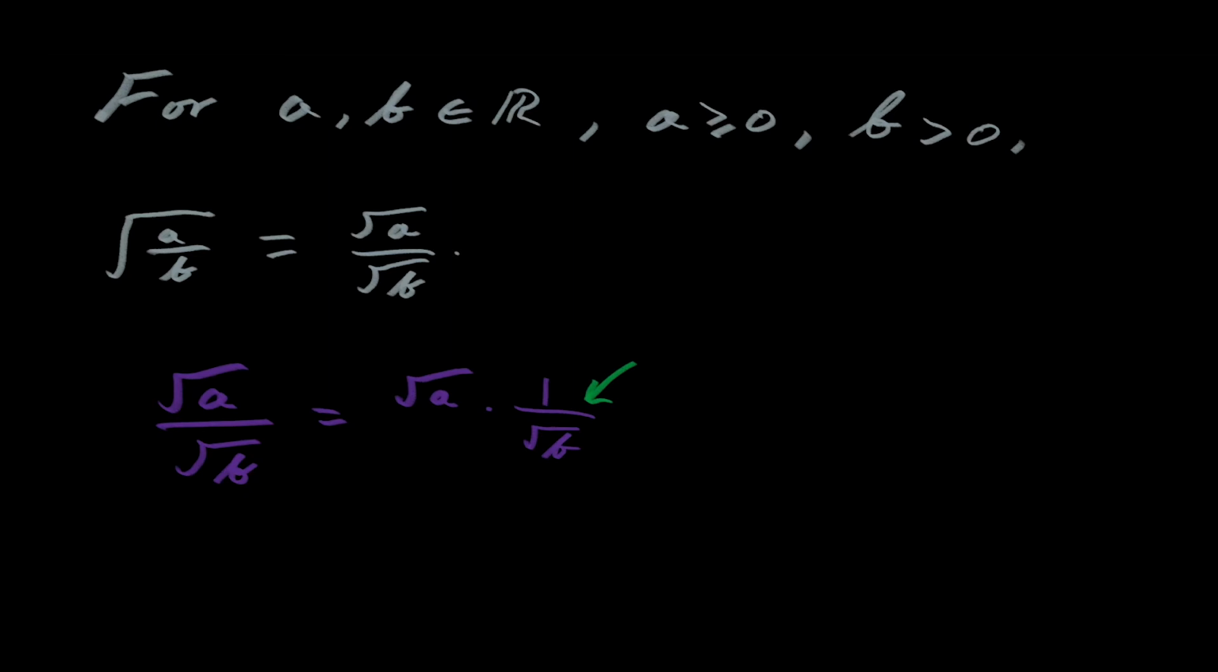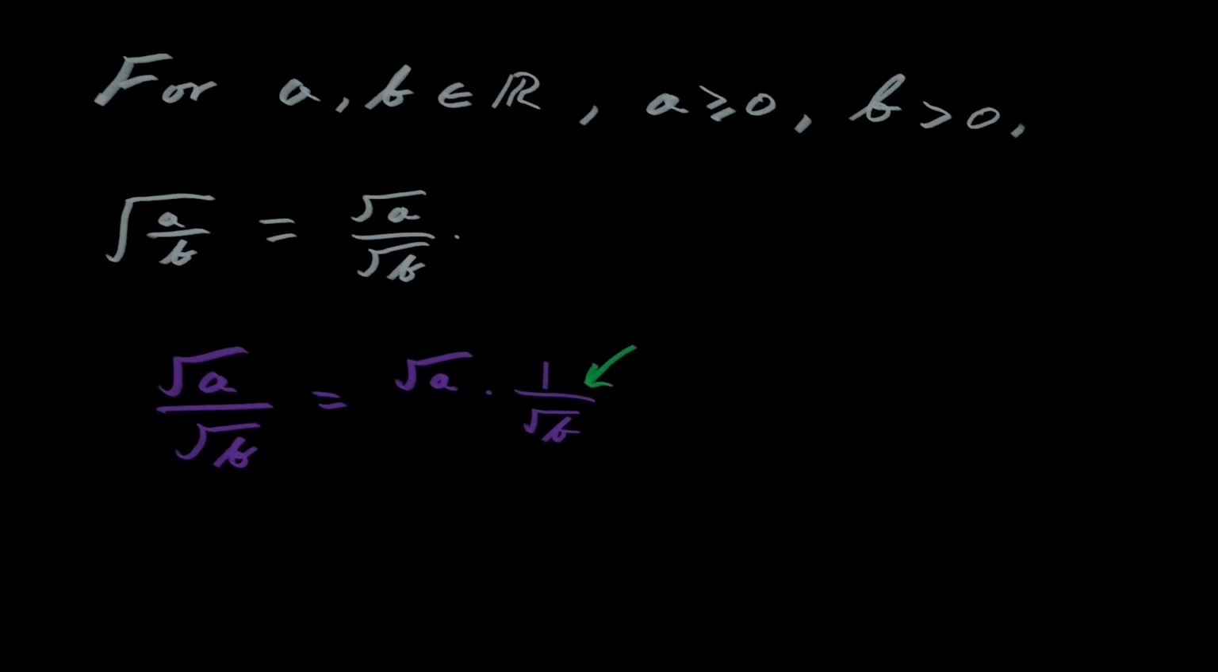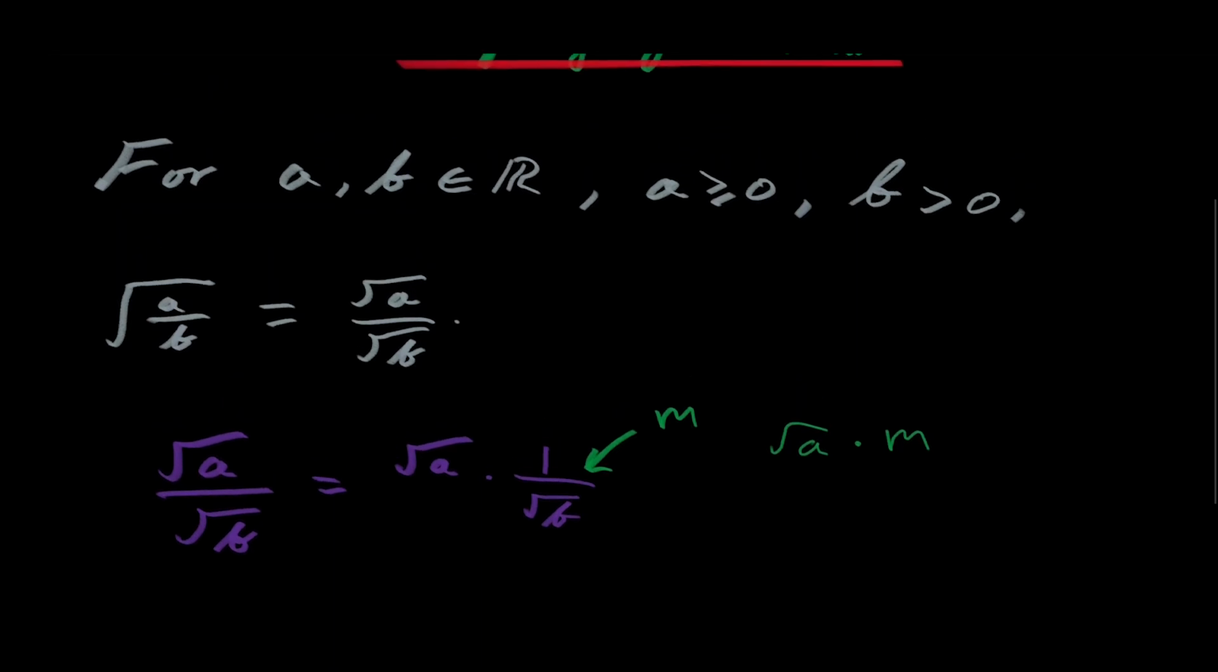But the thing is, 1 over the square root of b is just some real number. So you could just call it, for instance, m, and then you just have the square root of a times m. So you actually can think of it purely in terms of multiplication. And once you think of it that way, you could view it as a special case of the product property of radicals, just with some extra restrictions, because one of the real numbers can't equal 0. But I don't want to talk too much about that.